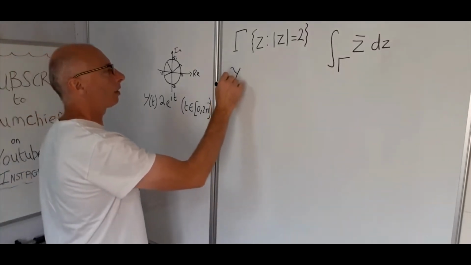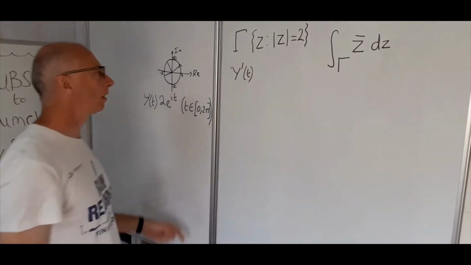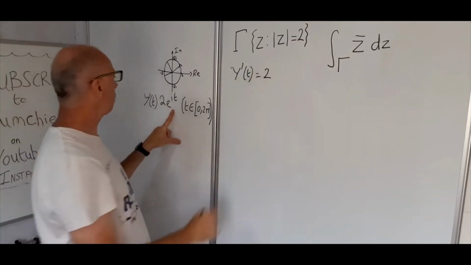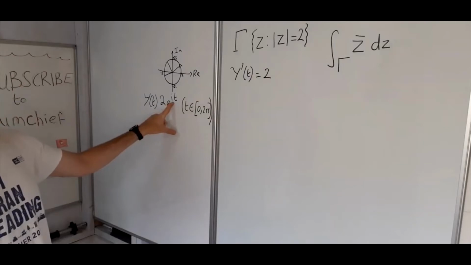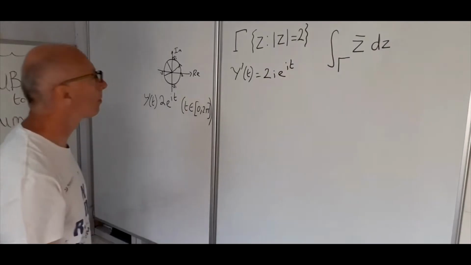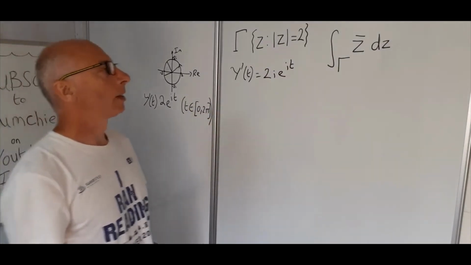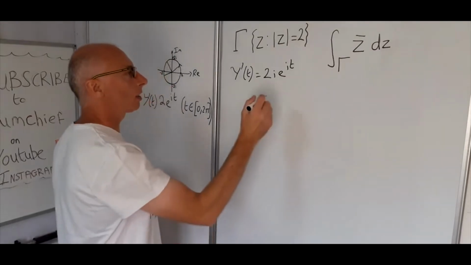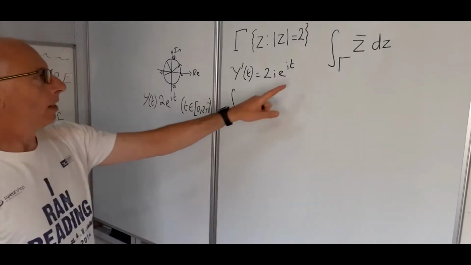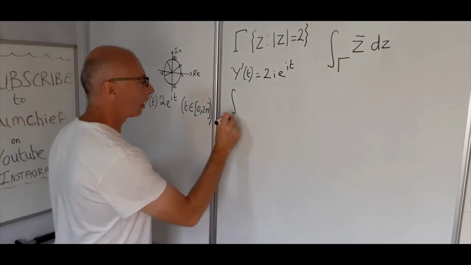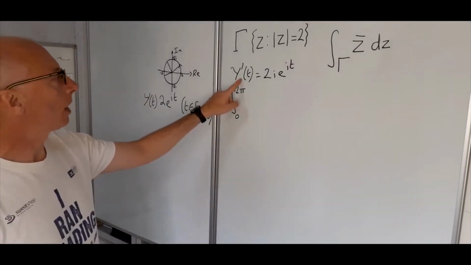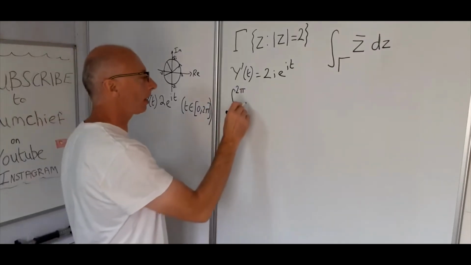So the derivative of gamma, the lowercase gamma, is the derivative of this. So now we would get 2, and then we take the i, which is the constant multiple, 2i e to the it, and then the it stays. So that's what we have now. So now we can rewrite this integral. Let's write it here. In the t world, gamma goes from 0 to 2 pi. And then for dz, we write 2i e to the it dt.